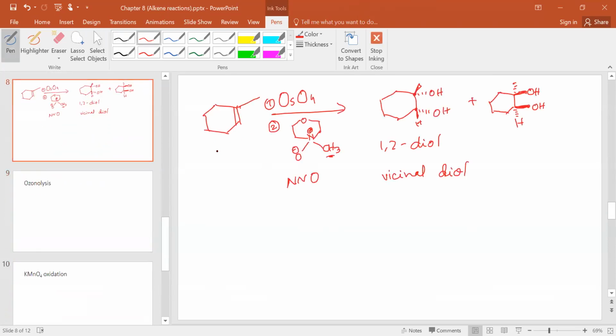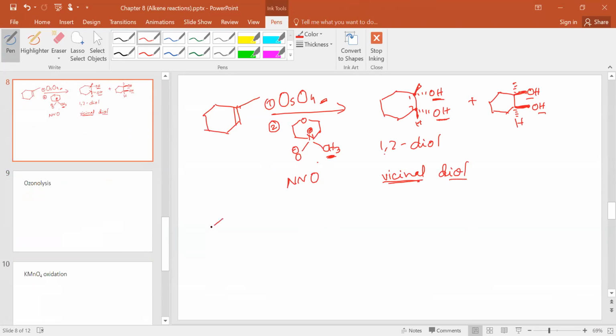Okay, so if we take osmium tetroxide and NMO, N-methyl morpholine, the double bond is converted into OH. So it's a 1,2 diol, okay? And this is also called vicinal diol, the product is formed.